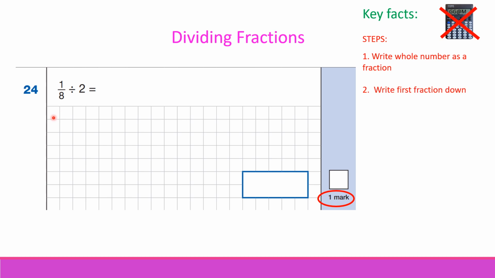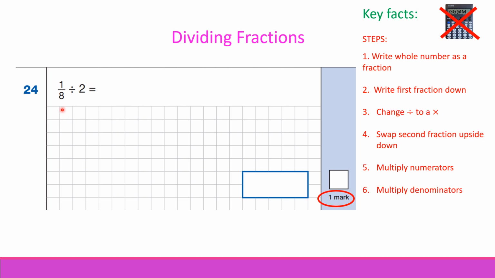Then we're going to write down the first fraction, which is 1/8. We're then going to change this divide sign to a multiply. And then I've got to swap the second fraction upside down. So I had 2 over 1, so I'm going to flip these upside down and it will become 1 over 2. From here, I've now got to multiply my numerators. So multiply the numbers at the top. And then I'm going to multiply the denominators. So I'm going to multiply the numbers at the bottom. Then I'm going to cancel my fraction if it needs cancelling, or just leave it if it doesn't need cancelling.